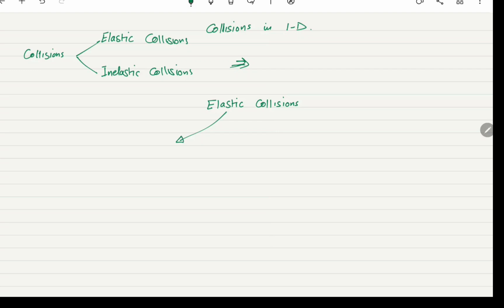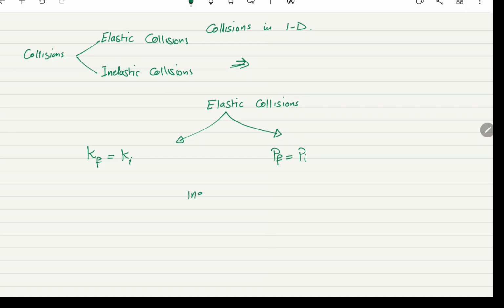Kinetic energy is conserved, K final equal to K initial. So in elastic collisions, the kinetic energy is conserved before and after the collisions, and momentum is conserved, P final equal to P initial.